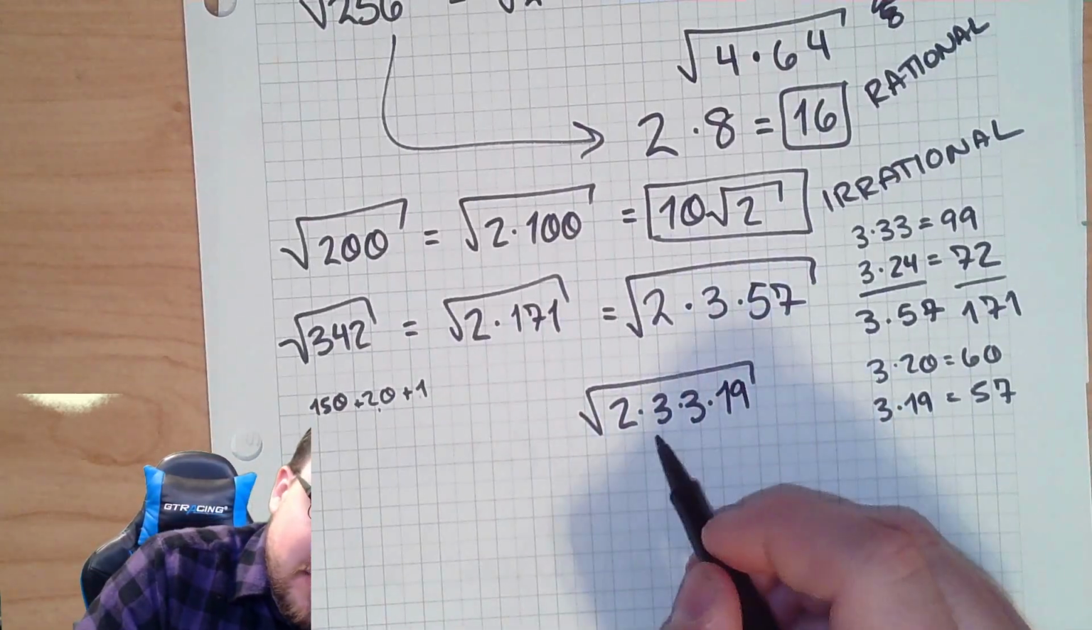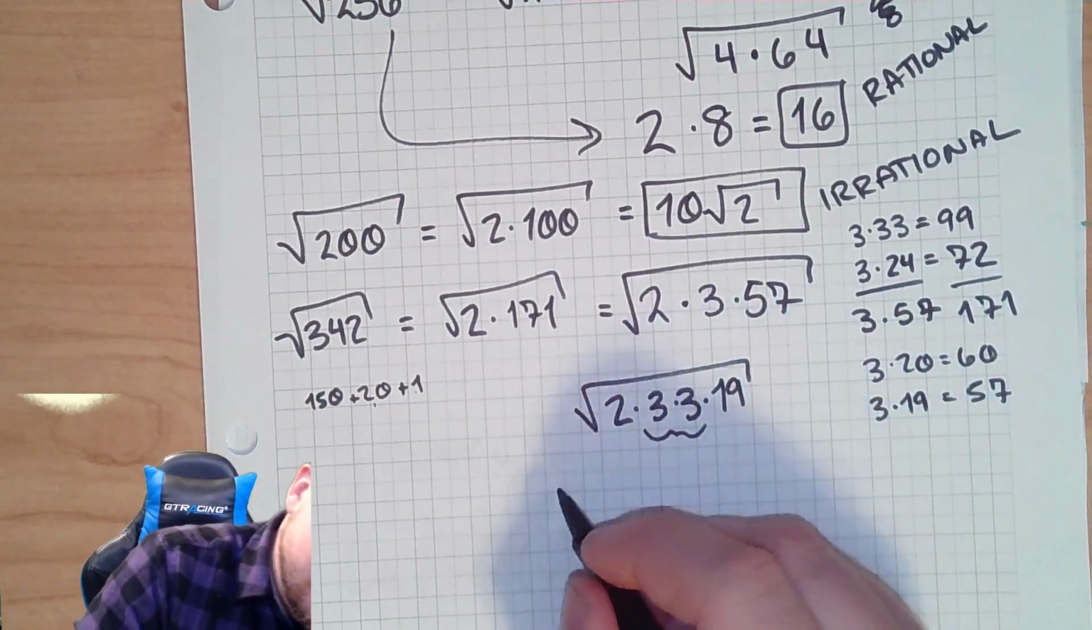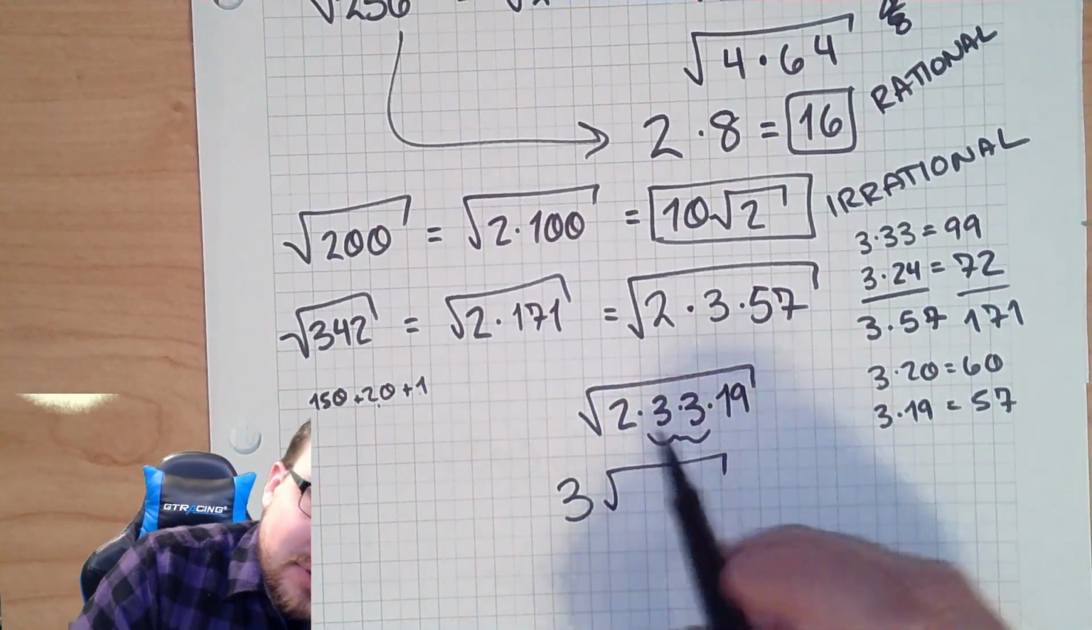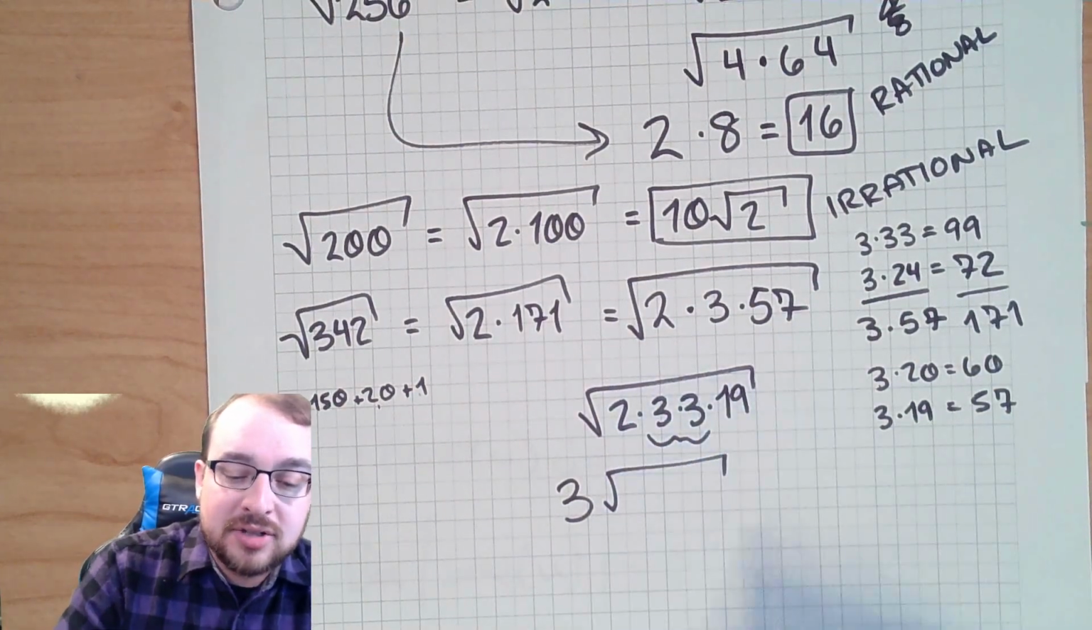And you'll notice what I have here is 9, right? So what's the root of 9? The square root of 9 is 3. And what's left over is 2 and 19, neither of which I can take anything out of. So I'm just going to multiply those together.